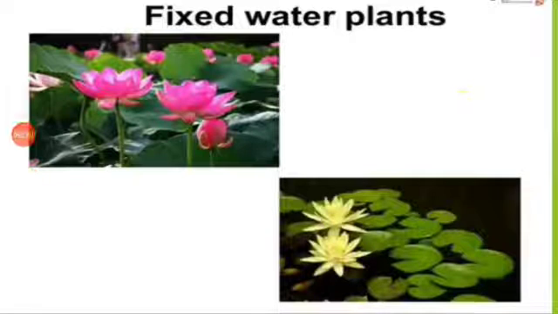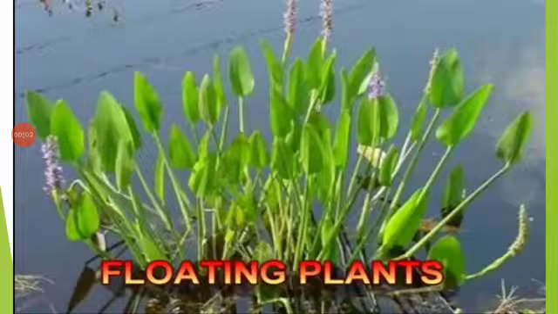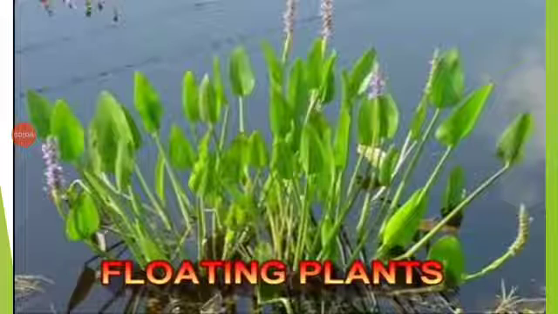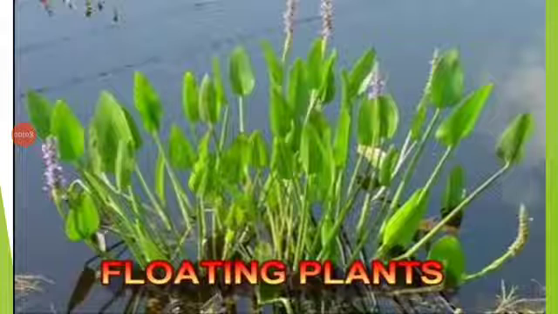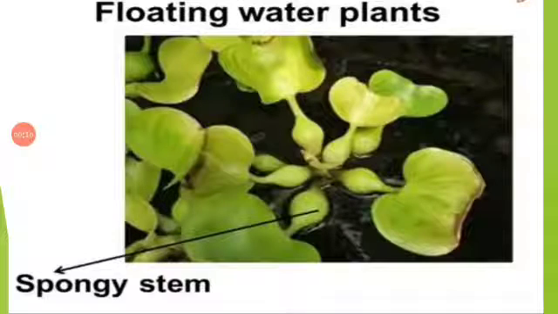Next we discuss floating plants. Have you ever seen some plants floating in a pond or river? Plants like duckweed and pistia can float freely. They have a spongy body with air filled in it, which makes the plant light enough to float. These are called floating water plants. An example is pistia.